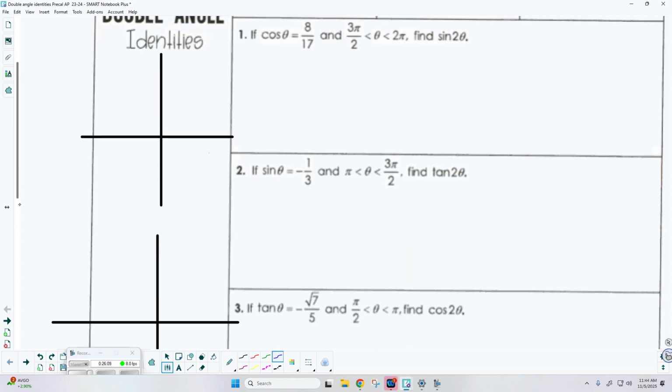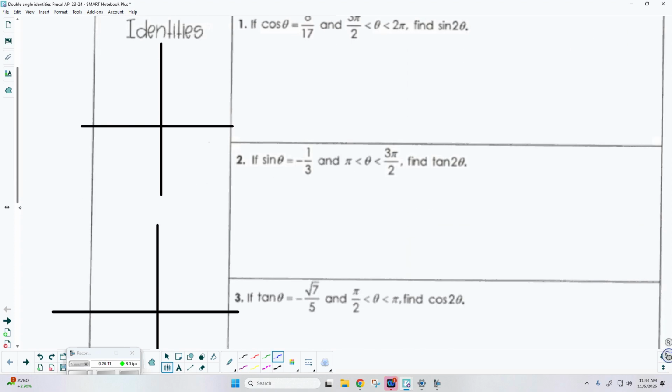Okay, so number 2, it says sine of theta is negative 1/3, and theta is between pi and 3 pi over 2. Okay, so what quadrant is that? That's quadrant 3. Yeah. So here's pi, here's 3 pi over 2. So this is quadrant 3. So I'm going to draw a triangle connected perpendicular to the x-axis. So everybody's okay on how I'm choosing what quadrant?